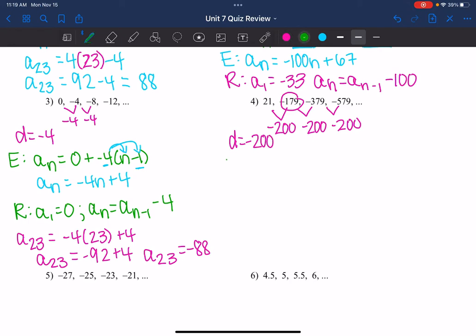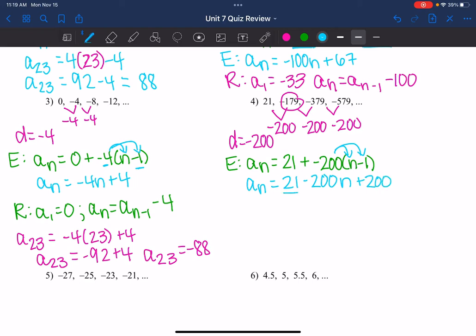Then I'm going to write my explicit formula, which would be a sub n equals my first term, which is 21, plus my common difference, which is negative 200 times n minus 1. So I distribute. I get a sub n equals 21 minus 200n plus 200. Then I'm going to combine my like terms here. So I get a sub n equals negative 200n plus 221.